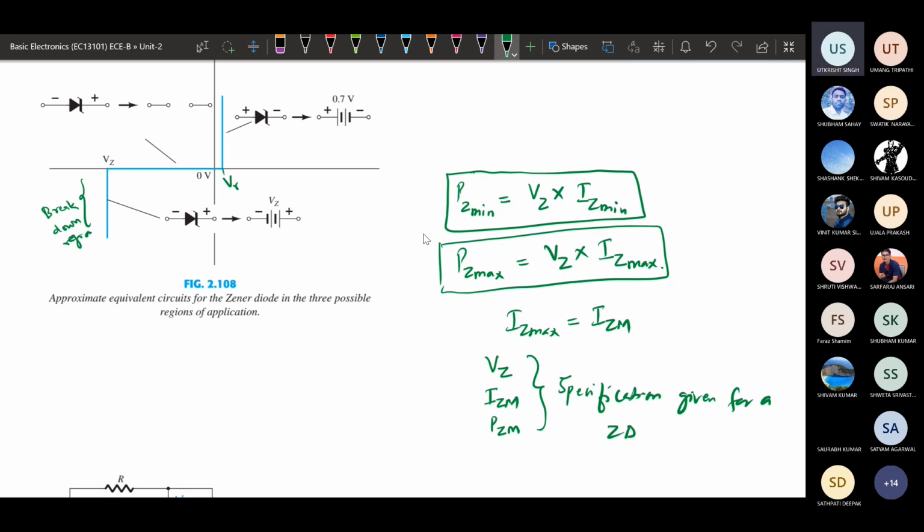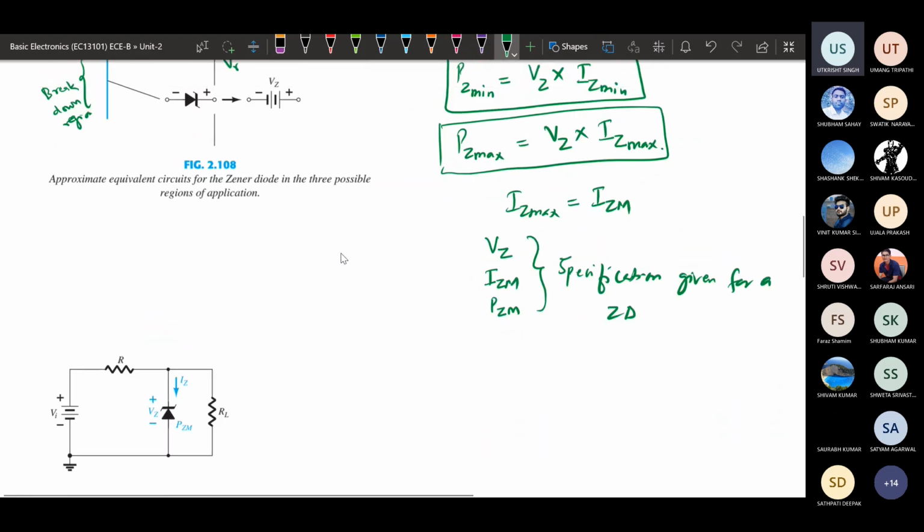Once these values are given, we will be applying the input voltage such that it should not have the power dissipation beyond this. If it is beyond this power rating, this is called the power rating that the Zener diode has, so we should be applying a lower power so that the diode does not get damaged.